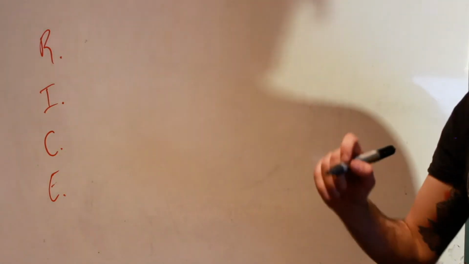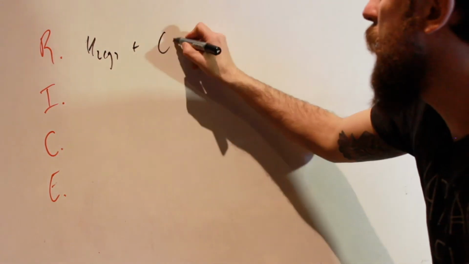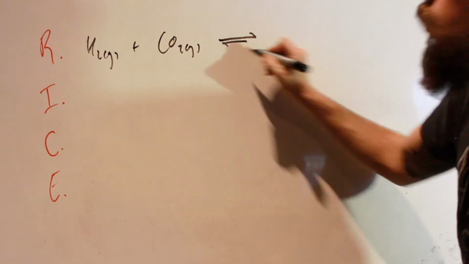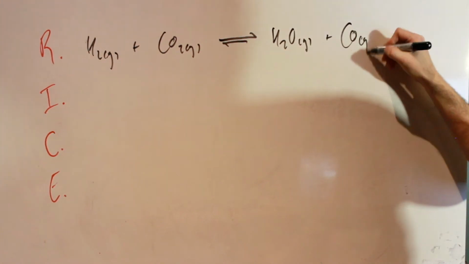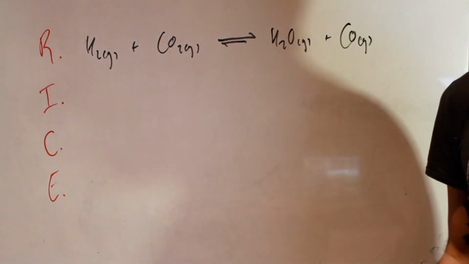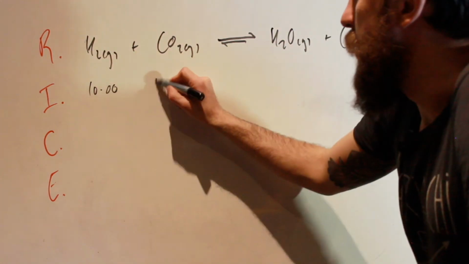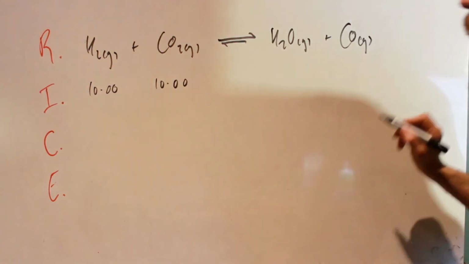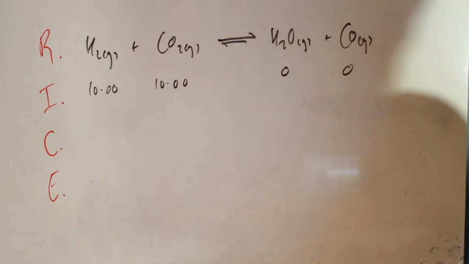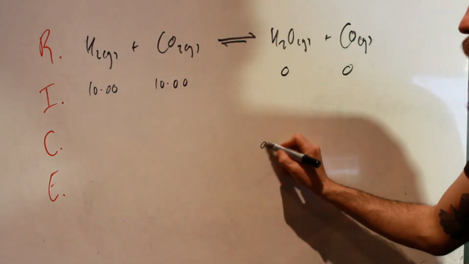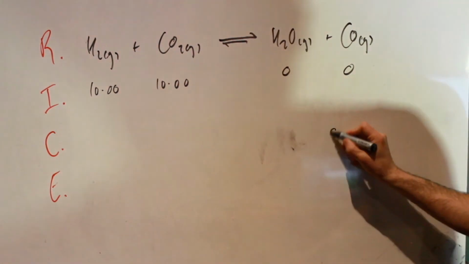So the first step, we have R for reaction. Let's write the reaction out. Hydrogen gas plus carbon dioxide gas reaches an equilibrium with water vapor and carbon monoxide gas. Great. We have some initial concentrations. These are both 10.0. I'm not going to write units. You should probably write units, but I'm just going to do it nice and quick. And then it's the initial, so we haven't formed any of this yet, so these are going to be 0 because it's right at the start. And then at equilibrium, we have 9.47 here. Nope, I lie. We have 9.47 for the carbon monoxide.